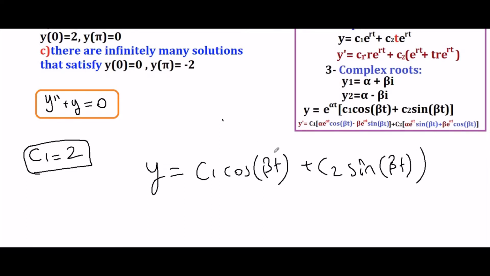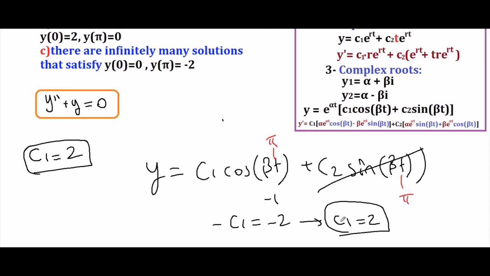We're going to plug in pi here. We said that the cosine of pi is -1 and the sine of pi is 0. So this is gone, and here we obtain negative c1 is equal to -2. Then from here c1 is equal to 2. c1 is equal to 2, c1 is equal to 2. So if we substitute here, 2 equals 2. This is infinitely many solutions.